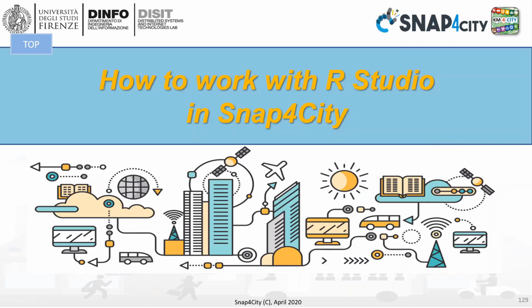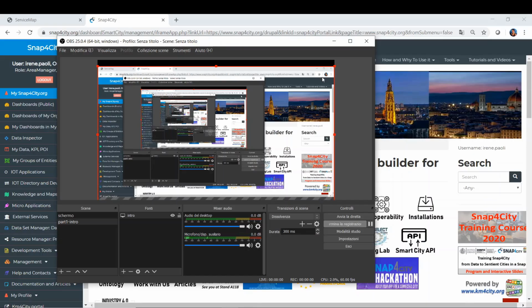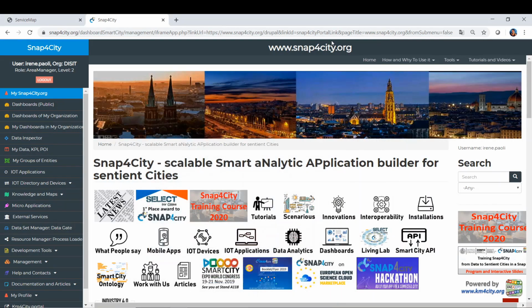Let's start from the use of RStudio within the Snap4City platform. In this first part, I show you how to work with RStudio with a simple demo using traffic data of Florence municipality, and in particular how to download real-time data from a traffic sensor using API, how to manipulate the data, and how to create simple statistics as the average values by hour. Let's start with the demo.